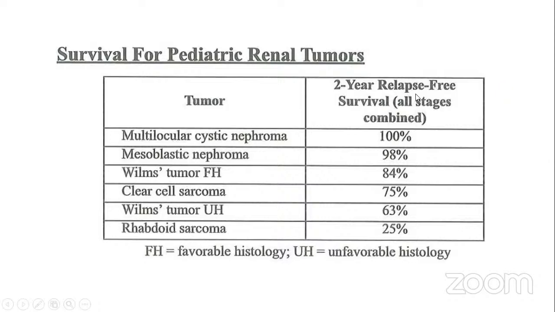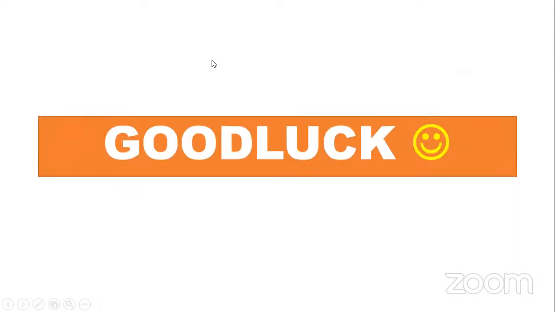Survival for pediatric renal tumors: this is the 2-year relapse-free survival, all stages combined. Multilocular cystic nephroma, 100%. Mesoblastic nephroma, 98%. Wilms tumor is 84%. Clear cell sarcoma is 75%. Here is Wilms tumor with favorable histology, and here with unfavorable histology, 63%. And rhabdoid sarcoma is 25%. This is the end of the lecture. Thank you very much.